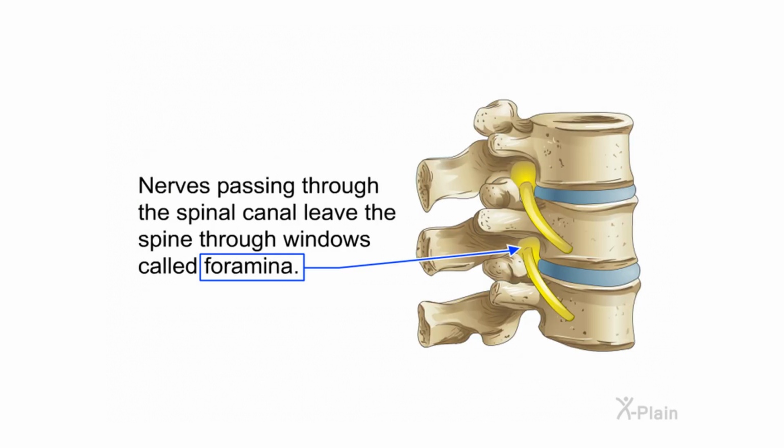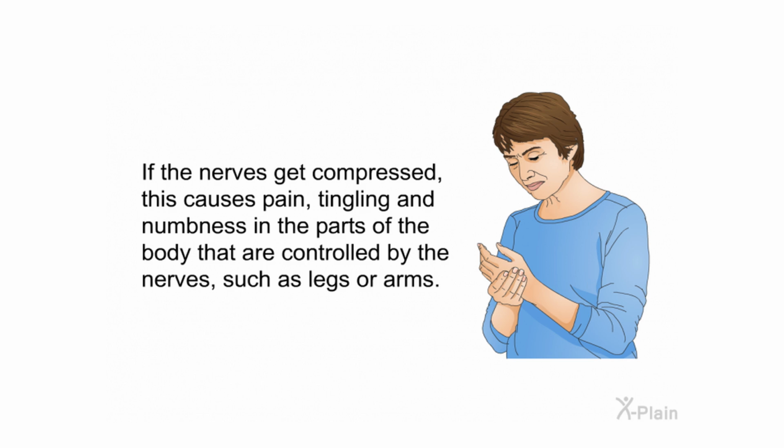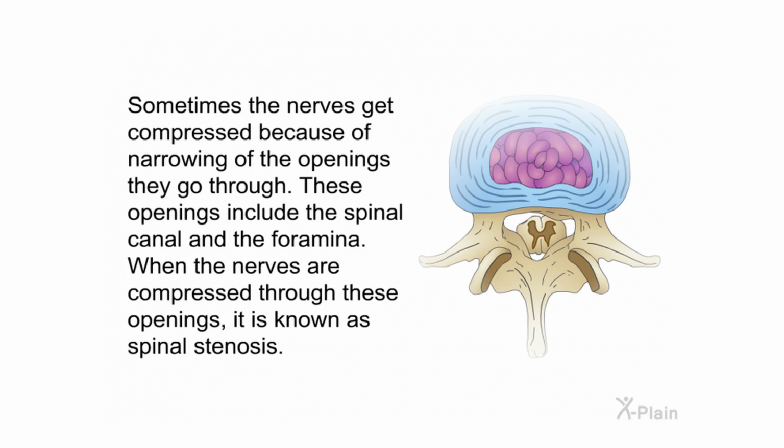Nerves passing through the spinal canal leave the spine through windows called foramina. If the nerves get compressed, this causes pain, tingling, and numbness in the parts of the body that are controlled by the nerves, such as legs or arms. Sometimes the nerves get compressed because of narrowing of the openings they go through. These openings include the spinal canal and the foramina. When the nerves are compressed through these openings, it is known as spinal stenosis.